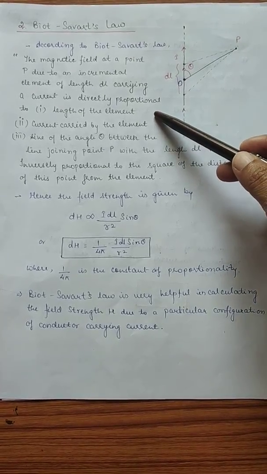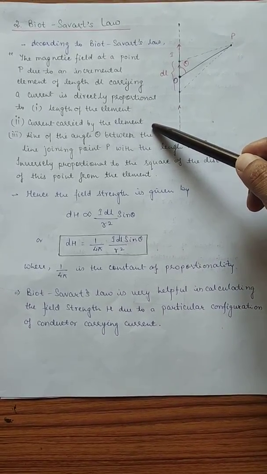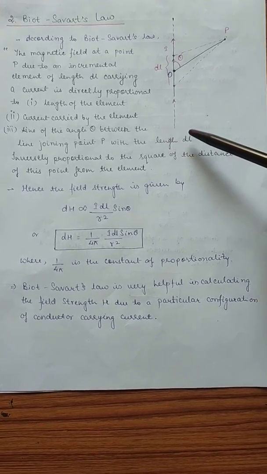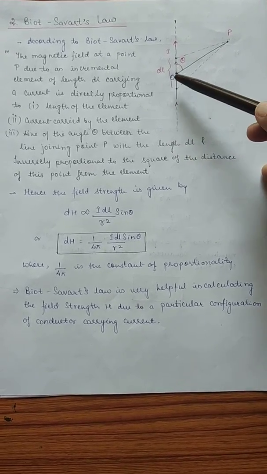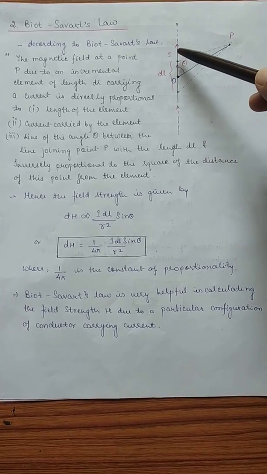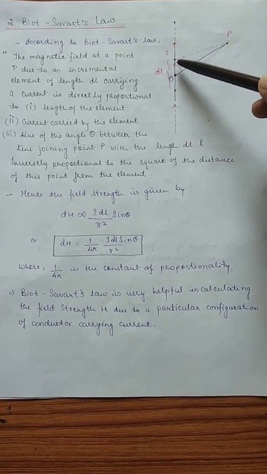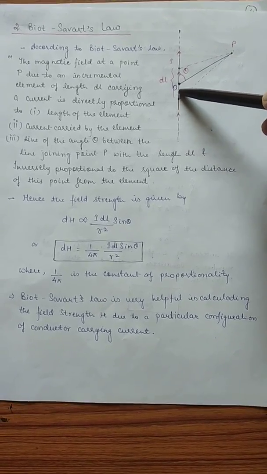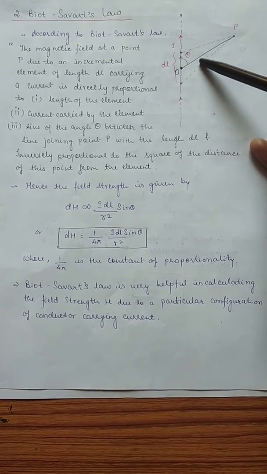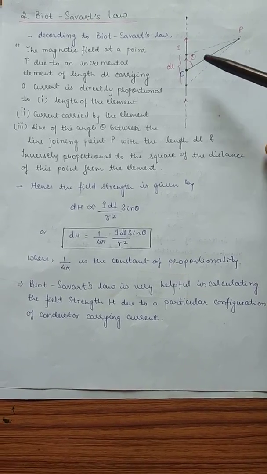the length of the element, that is dl. Number 2, the current carried by the conductor, that is I. And 3, the sine of the angle between the line joining P with the length dl, that means the line joining point O and P, and the elementary part dl of the conductor length. The angle between these two is known as theta.